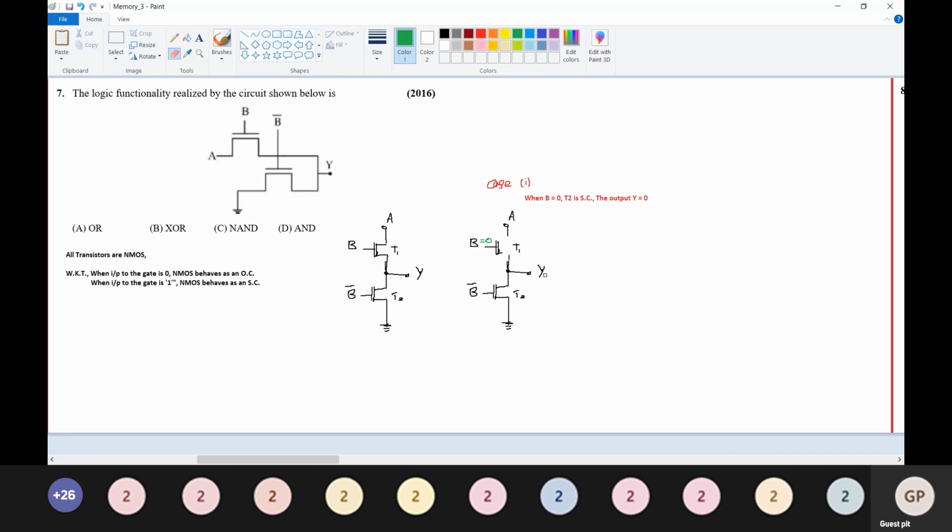So what will happen to your Y? Y is going to be equal to 0, because you don't have any connection between your input A and Y. So, therefore, Y is equal to 0. And similarly, the second case.